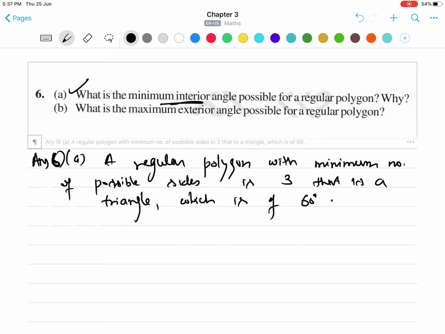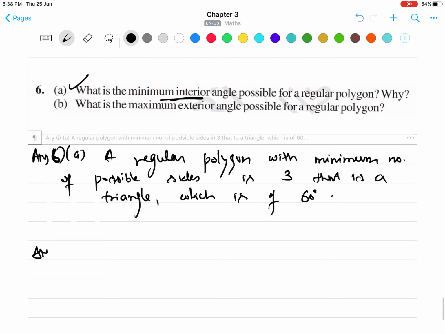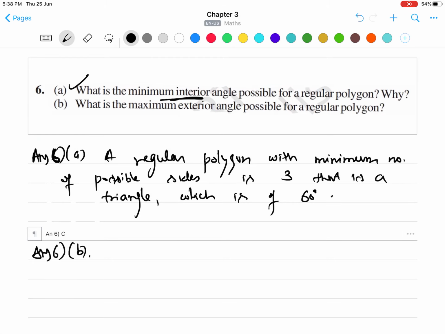So you're asked what is the minimum interior angle. We know that the interior angle of a regular triangle, which is an equilateral triangle, is 60 degree. Next part, you are asked what is the maximum exterior angle possible for a regular polygon. It's again the same answer, number 6, part B.